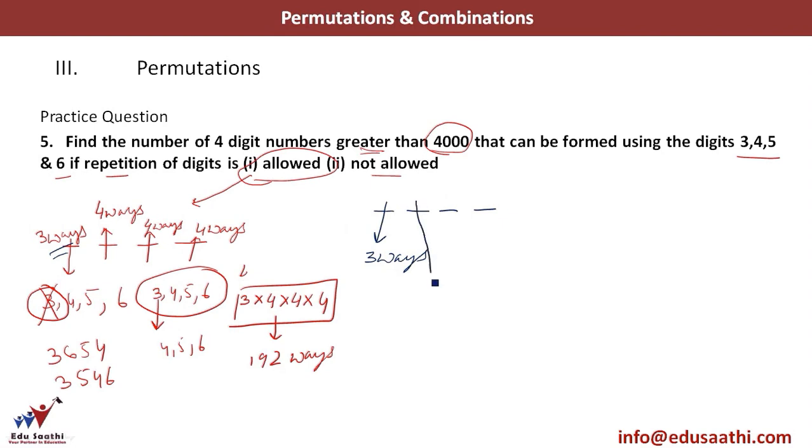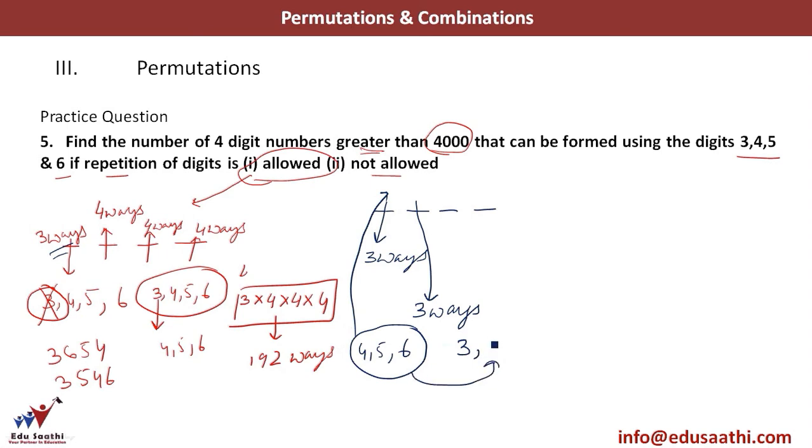Now the hundreds place can also be filled in 3 ways here. Why? Because one of the numbers out of 4, 5 and 6 has already occurred in the thousands place. So here I will have 3 and any 2 from these 3 digits. So this can be filled in three ways. Like I can have 3, 4 and 6 if 5 occurred here.